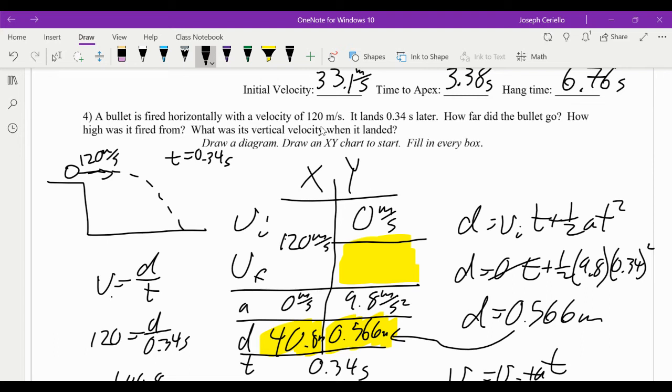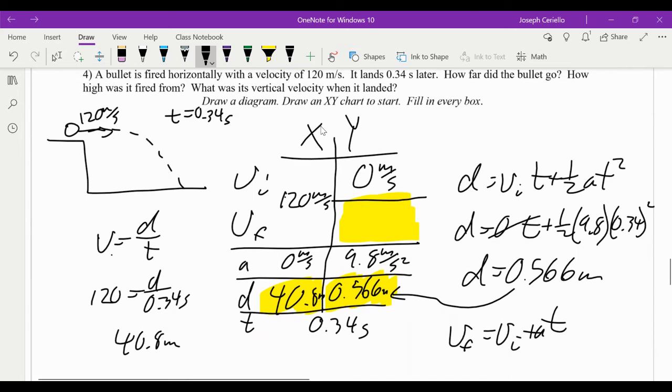How far did the bullet go? So that's dx. That was the first thing I did. Actually, let's just look at our givens real quick. Vx is 120 meters per second. Acceleration in the x direction is always 0. Acceleration in the y direction is always 9.8. Our initial velocity in the y direction is 0 again because this is a horizontal projectile, and our time is given to us, 0.34 seconds.